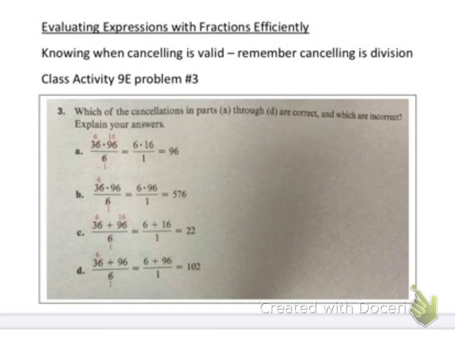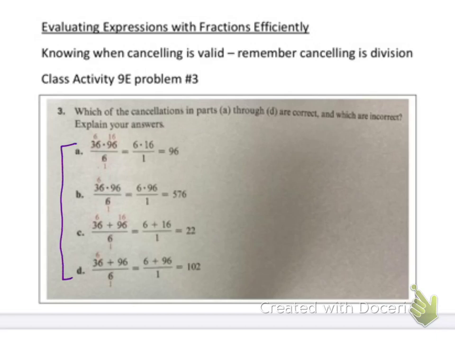Okay, I thought this was a good problem as well, and I got it from class activity 9E. So it's very, very important to know when working with fractions when you can cancel and when you have to be careful. So when doing multiplication, so this is important. They've given you all of these examples. They are not all correct.